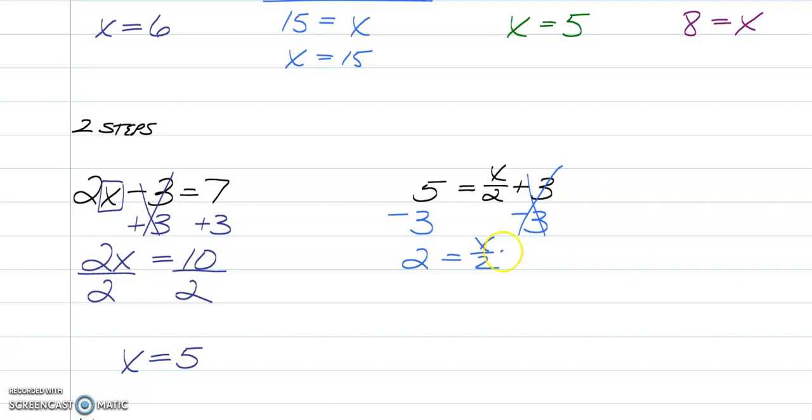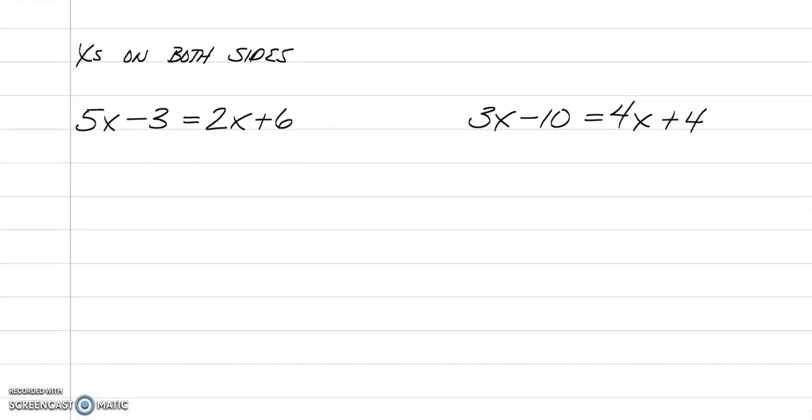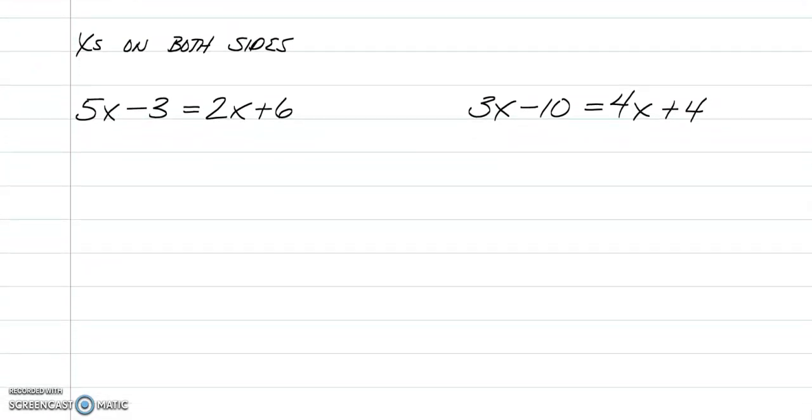Then x divided by 2 means if we would like to get rid of that 2, we have to multiply both sides by 2. That will cancel these 2's, and that'll give us x is equal to 4. And you are done. Okay? So those were just examples of 2 steps, but x on the same side. The next 2 examples we are going to work with have x's on both sides.